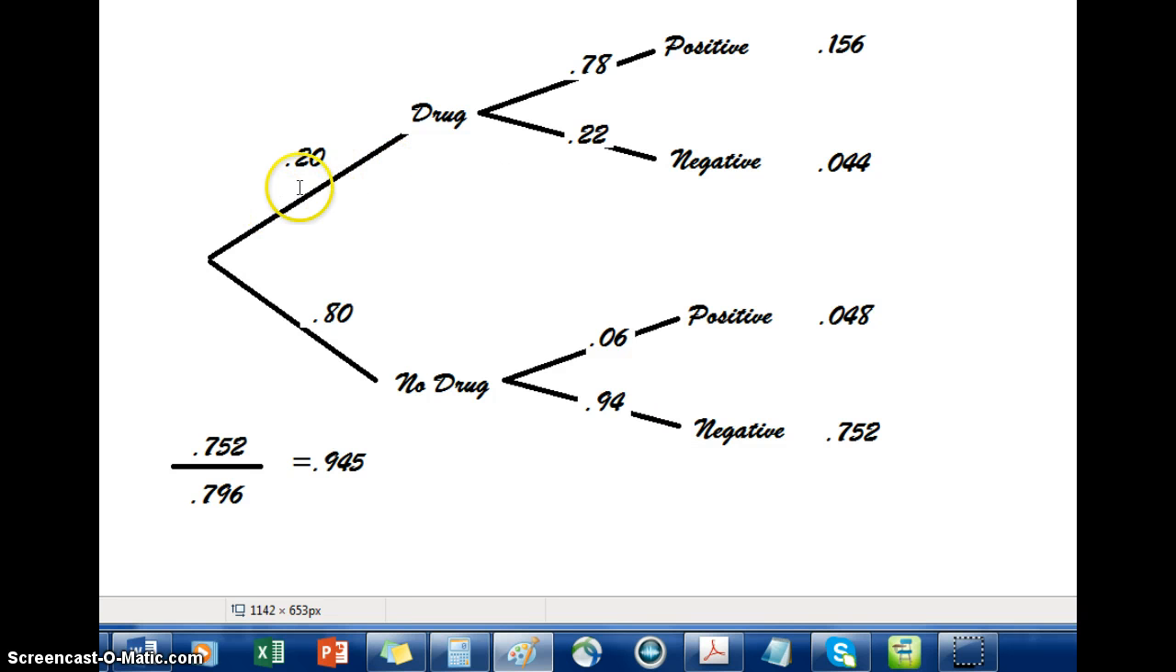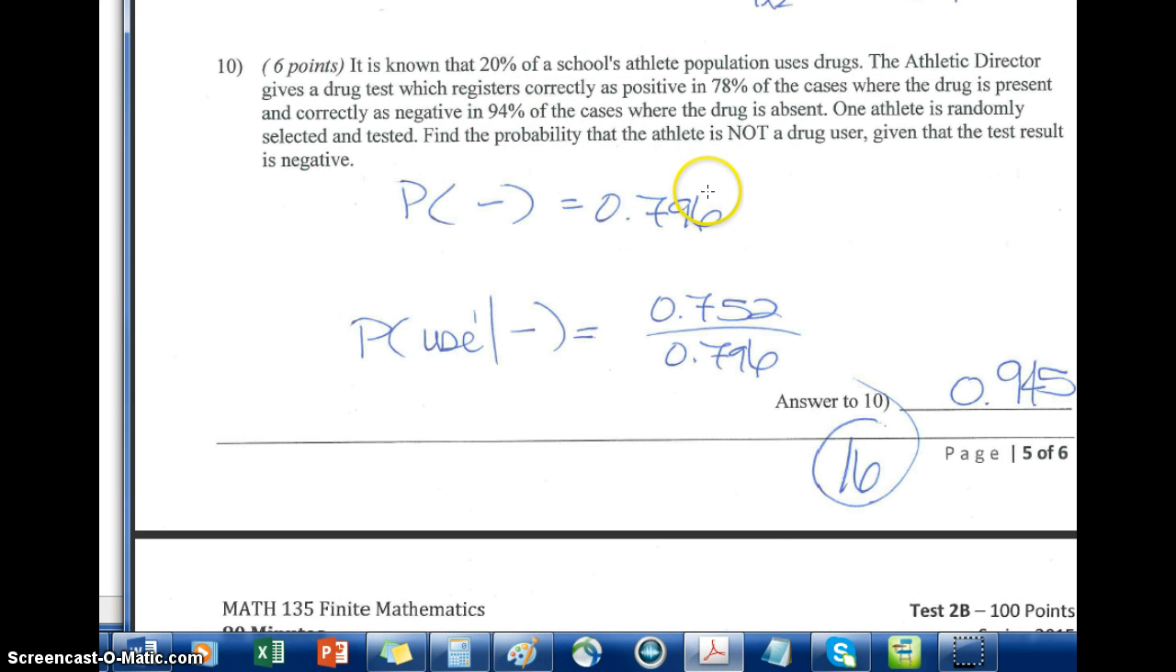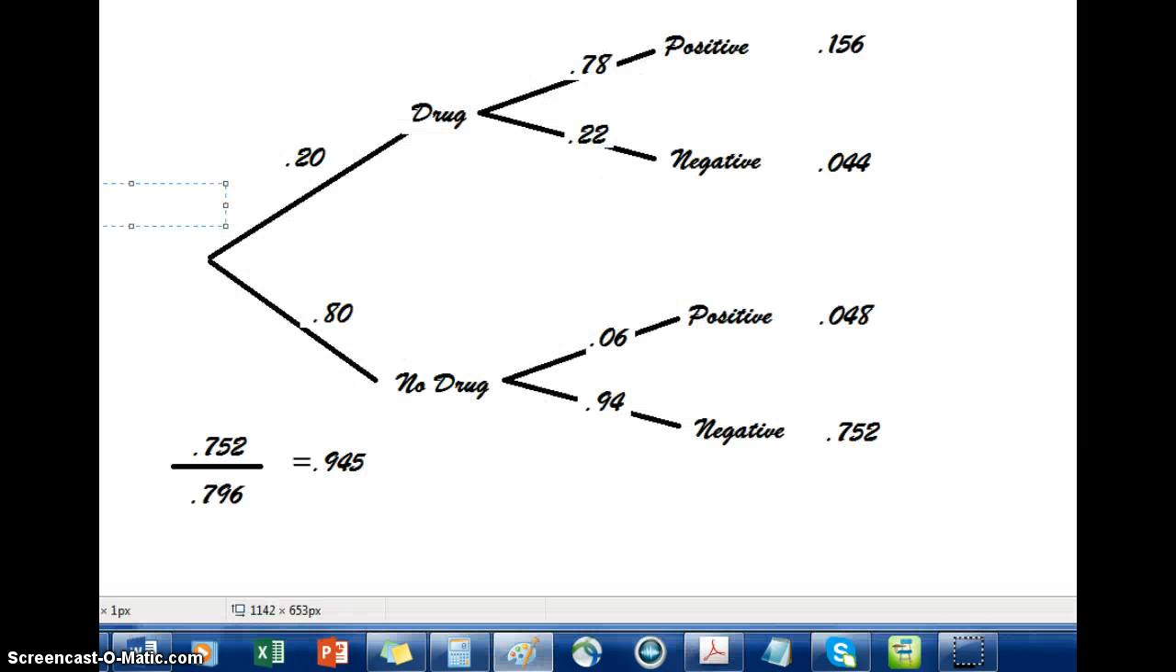And if you multiply along the branches, so 0.20 times 0.78, you get 0.156, which is the probability for any random person that they use drugs and would test positive. So the probability for any random person that they use drugs and test negative is 0.044, and so on with these as well. And so the question asked, find the probability that the athlete is not a drug user given that the test result is negative.